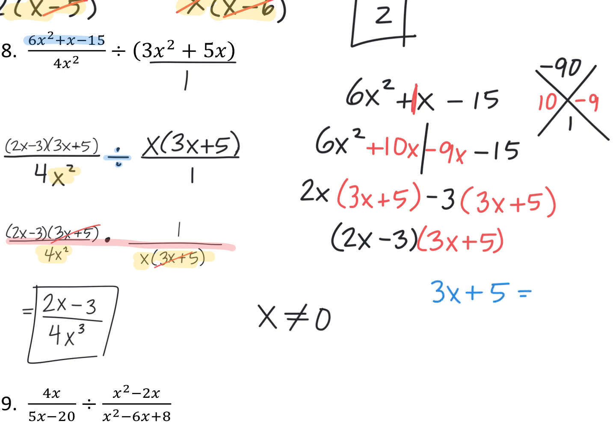So here's how we get it. We set it equal to 0, and then you solve that equation, right? What would I do first? Subtract. And then you divide by 3, and you get negative 5/3. So that means that the other excluded value needs to be negative 5/3.